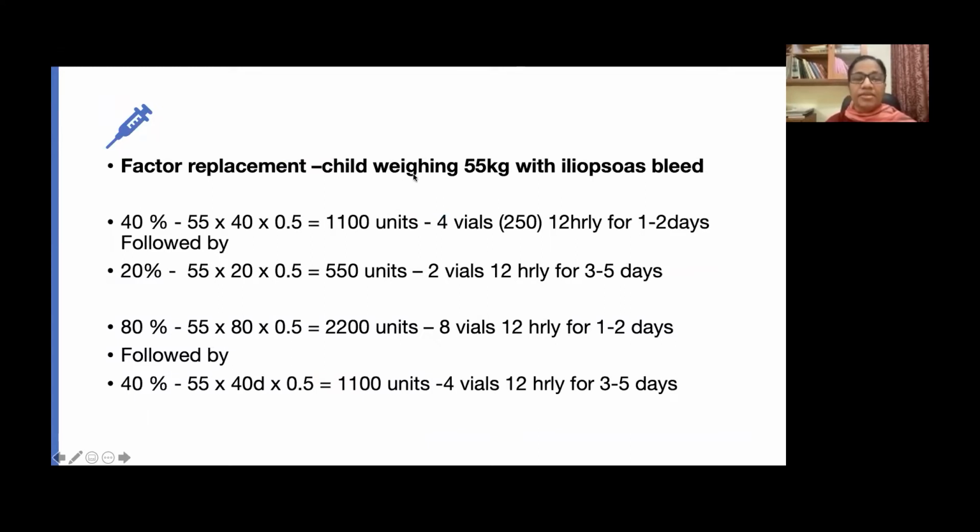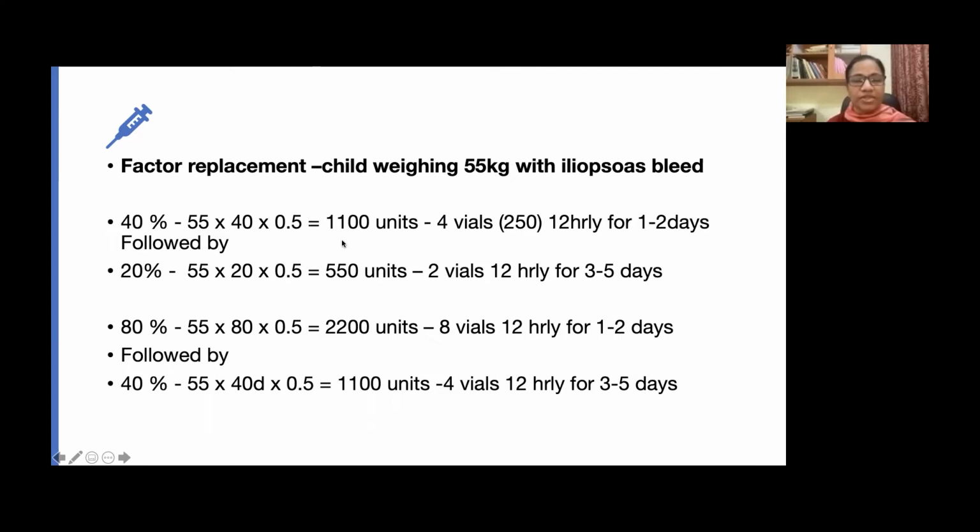That is, this child was weighing 55 kilograms. So 40%. If we follow the low dose pattern, it is 55 into 40, that is body weight into desired factor level into 0.5. Because 1 international unit per deciliter will raise the concentration by 2 in case of factor 8. In case of factor 9, it is 1 only, so you don't need to multiply it with 0.5. So it comes to 1100 units.